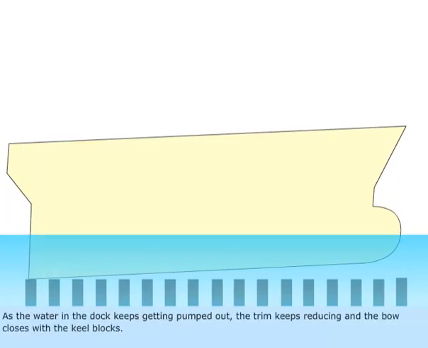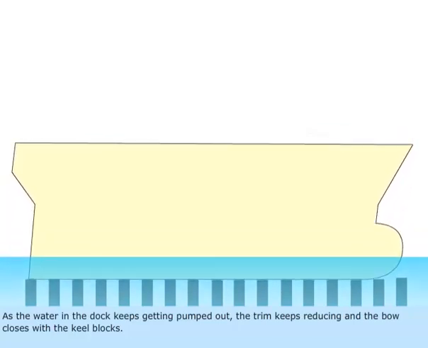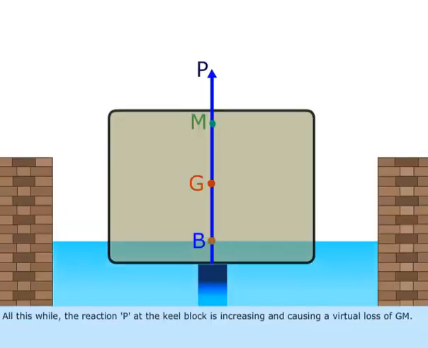As the water in the dock keeps getting pumped out, the trim keeps reducing, and the bow closes with the keel blocks. All this while, the reaction P at the keel block is increasing and causing a virtual loss of GM.